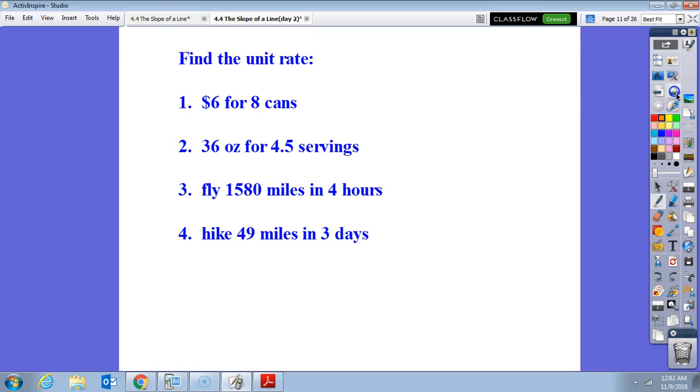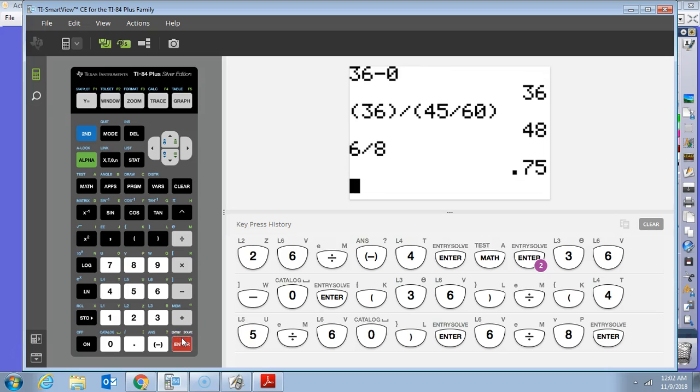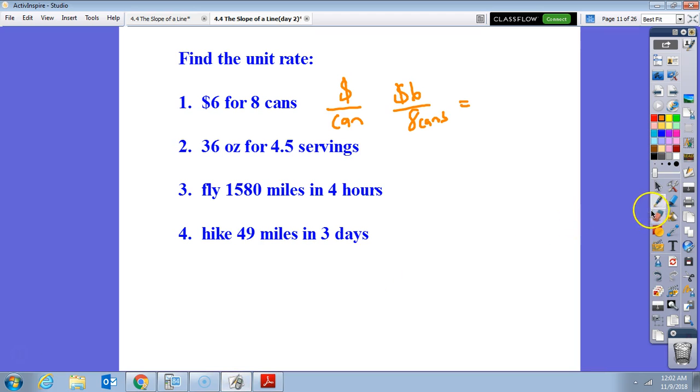Alright, so let's talk about what if it is $6 for 8 cans. You're going to find dollars per can. So you do $6 divided by 8 cans. You're going to take out your handy dandy calculator. 6 divided by 8 is 0.75. So how much per can? $0.75 or 75 cents per can.